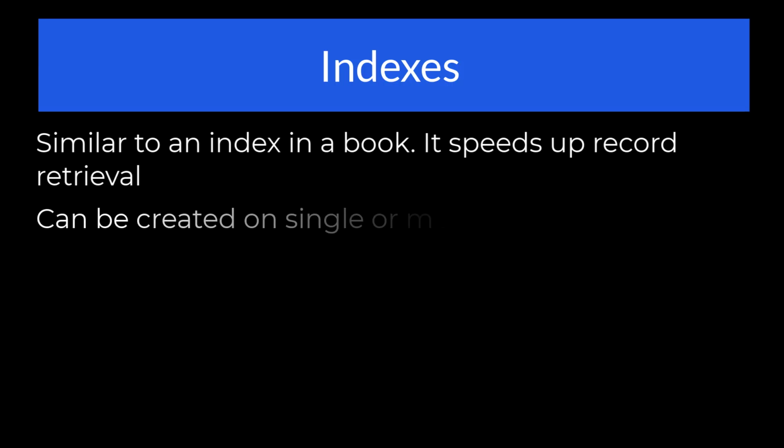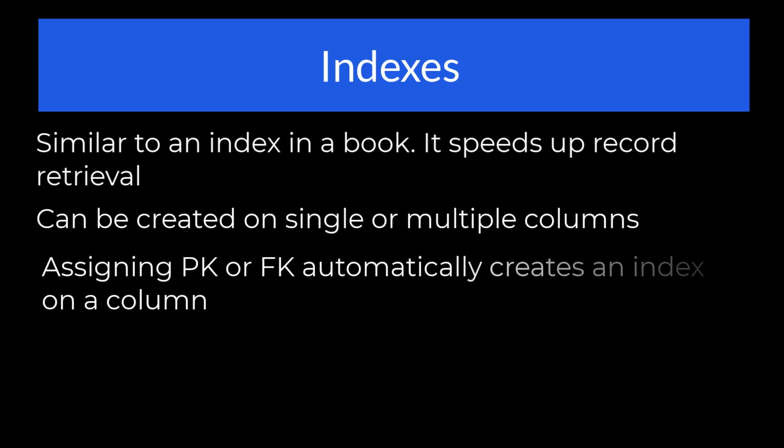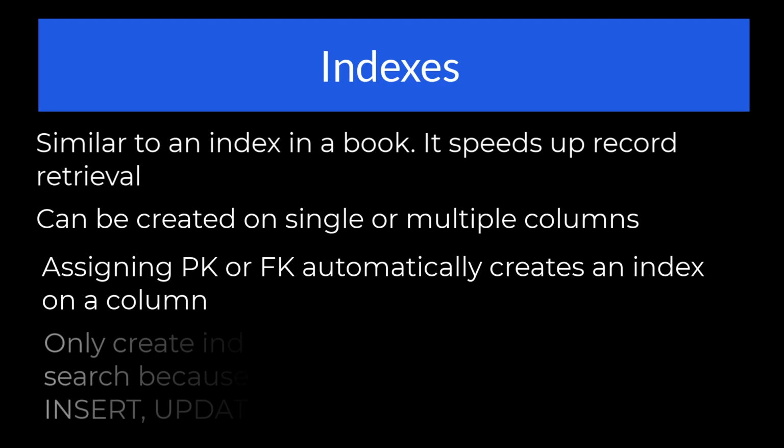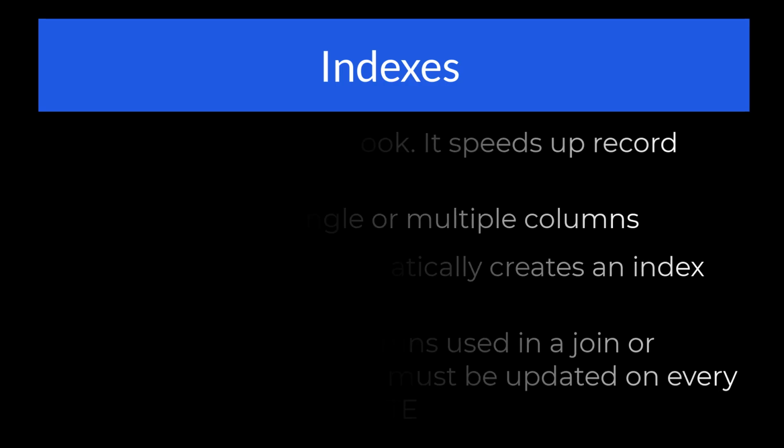They can be created on single or multiple columns. When you assign a primary key or foreign key to a column, an index is automatically created on that column. And you want to only create indexes on columns used in a join or search, because the index must be updated on every insert, update, or delete, which slows performance.